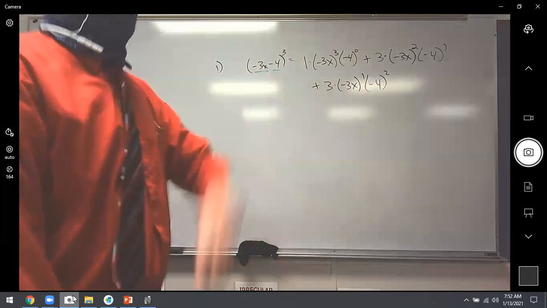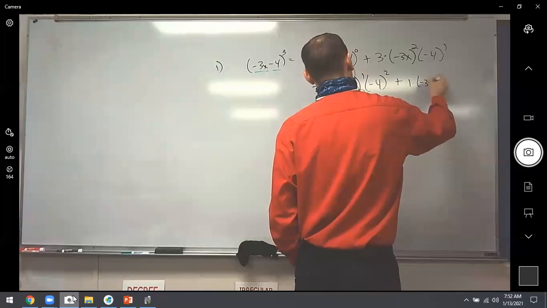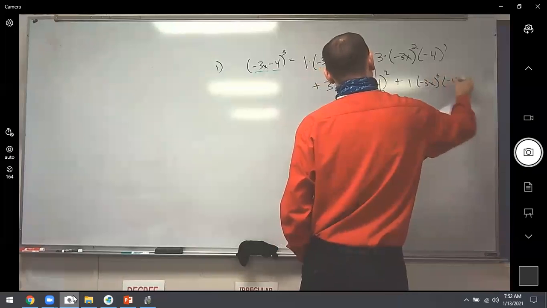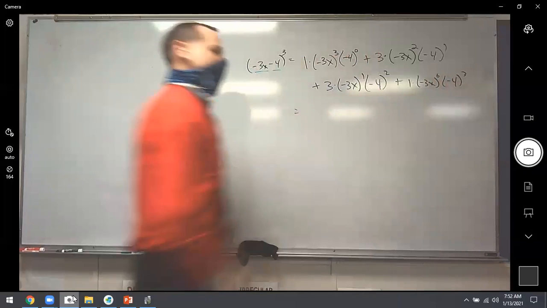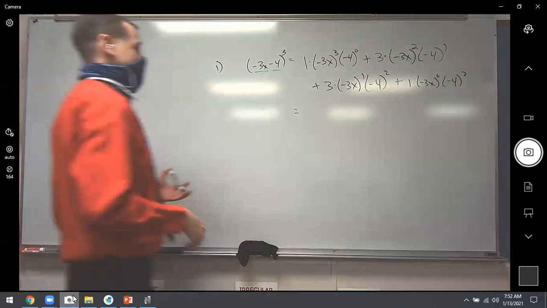And then the very last thing on the row is the 1. And that has the negative 3x now raised to the nothing power, and the negative 4 is raised to the third. So that's the pattern of all this, what you've been doing on your homework. And then probably the harder part is actually cleaning it up. Usually what we're struggling with is exponents and things like that.